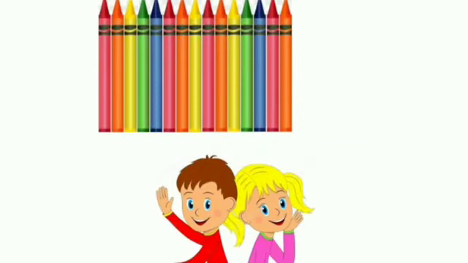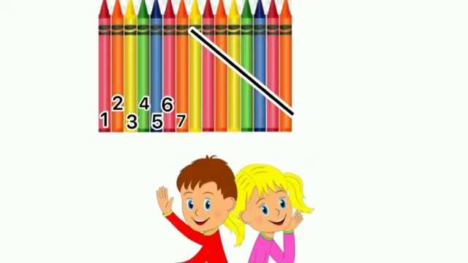Students, here are 15 pencils. We subtract 1, 2, 3, 4, 5, 6, 7 and 8 pencils. Now count the remaining pencils. 1, 2, 3, 4, 5, 6 and 7. Yes, 7 pencils are left. So, Aisha has 7 pencils less than the boy.